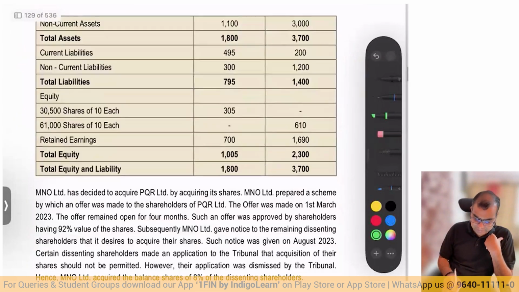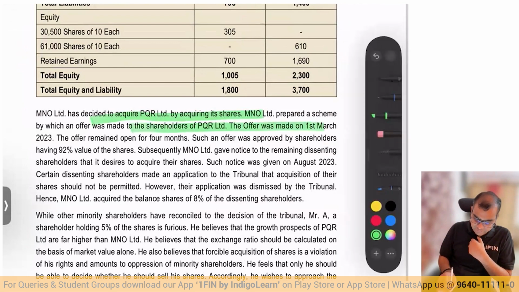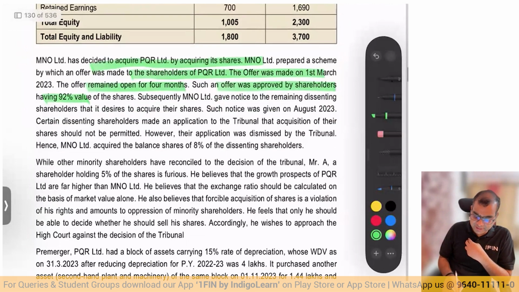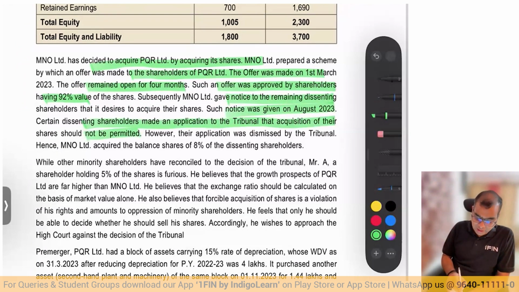MNO has decided to acquire PQR. They prepared a scheme. Offer was made. Offer remained open for 4 months. Offer was approved by 92% of the shares. Subsequently, they gave notice for dissenting shareholders. Such notice was given on August 23. Dissenting shareholders made an application to tribunal that acquisition should not be permitted. Acha, there are minority shareholders who are fighting. However, their application was dismissed and hence MNO acquired the balance 8% shares.